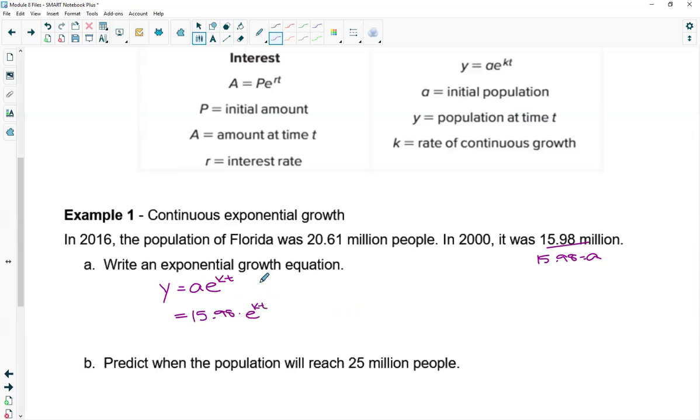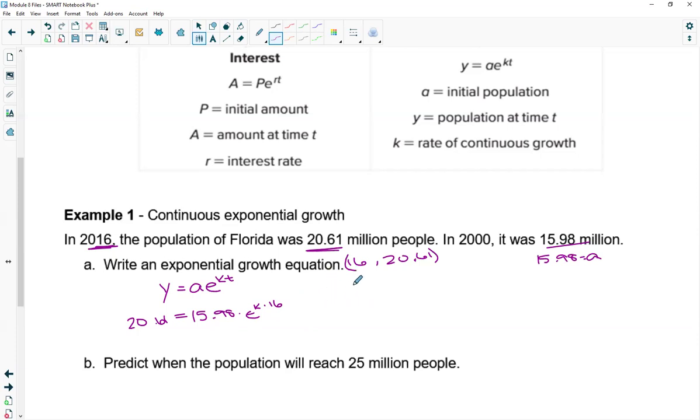Now, big thing here, we don't know what k is. So we're actually going to need to substitute a value in to solve for k. So let's go ahead and use the point 16, 20.61. We're going to substitute that in, where 20.61 is equal to 15.98 times e to the k times 16. And we're going to solve this for k.